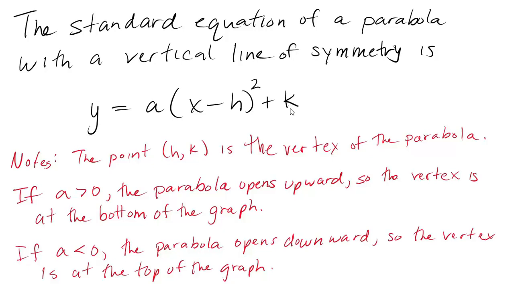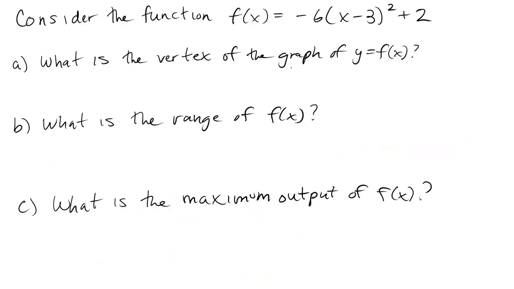Then the plus k will shift the graph up if k is positive and down if k is negative. So if we can rewrite a quadratic function in this form, then it's easy to graph the function. Furthermore, we can pick off important information about the function, like in particular where the vertex is. We're going to learn a second technique for finding the vertex, but it's dependent on this. We're going to prove why it works using this. So we're going to practice this technique a couple of times.